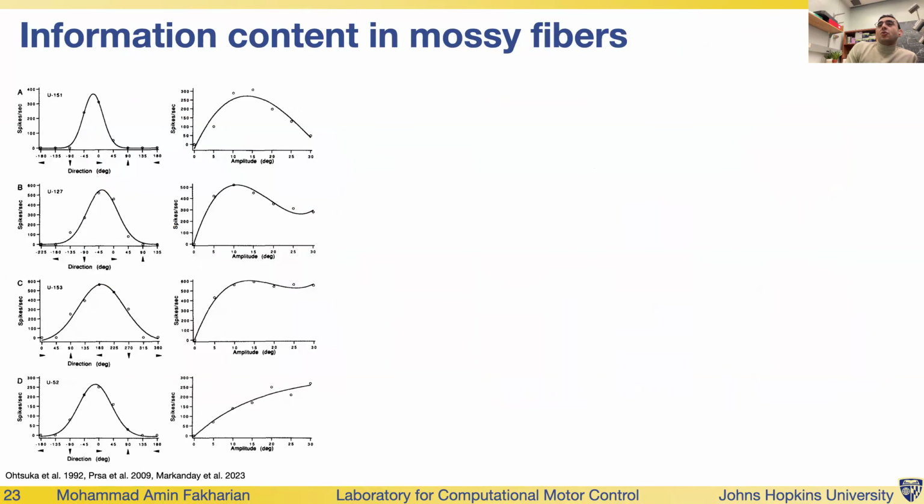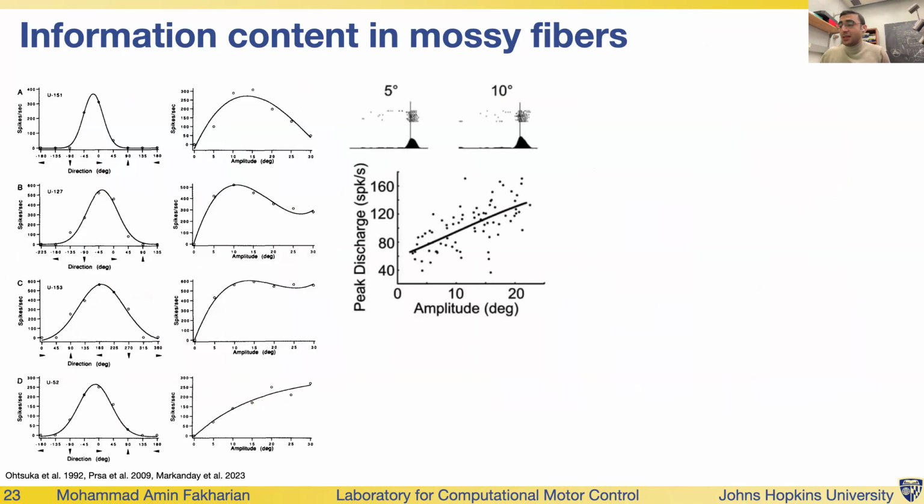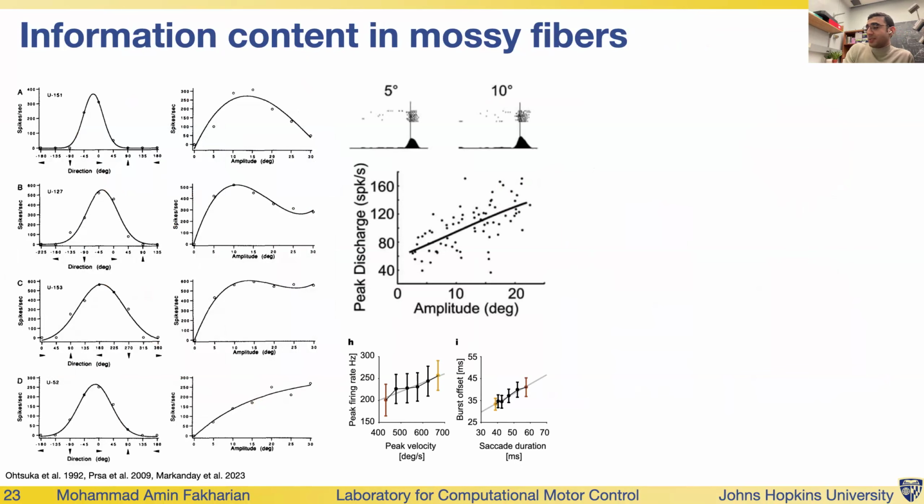These Mossy fibers have been shown previously in the field too. So this is the study of Otsuka and Noda, 1992, and they showed that many of their Mossy fibers have directional tuning and amplitude tuning. The work of Peter Thier's lab has shown many of the burst generator Mossy fibers whose peak discharges are linearly related to the amplitude, and also the saccade durations being related to the burst offset.